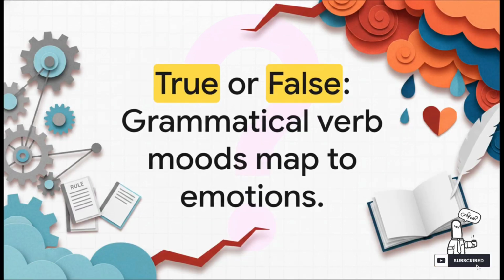True or false, grammatical verb moods map directly to specific human emotions. False. Definitively, absolutely, no way false. Remember that great confusion we solved at the very start of class? Grammatical moods strictly reflect a speaker's mechanical intent and reality. It's the literary mood that actually dictates the emotional atmosphere of a story. Keep those two concepts totally separate in your head, and you will always be on the right track.